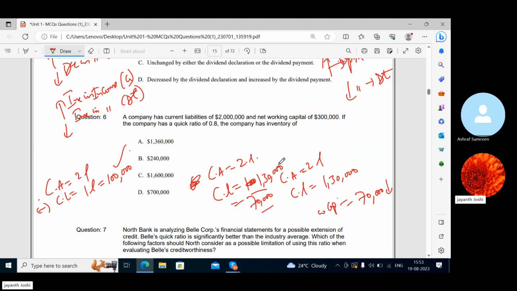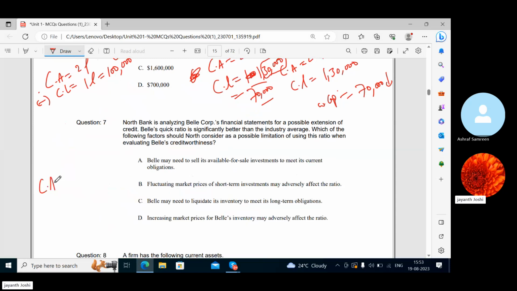So what will happen when I make dividend payments? This 30,000 will be removed, right? So current assets are 2 lakhs, and I am reducing 30,000 cash because I have to make the payment. And current liability I had 1,30,000. I'm removing 30K from this also. So this is becoming 1,70,000, and this is becoming 1 lakh, right?